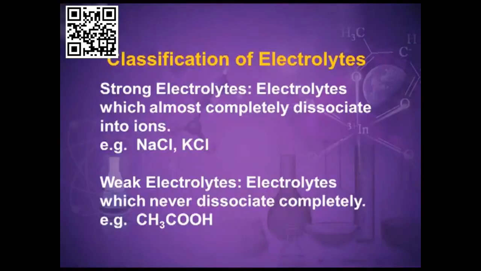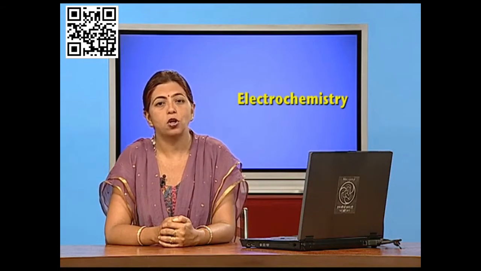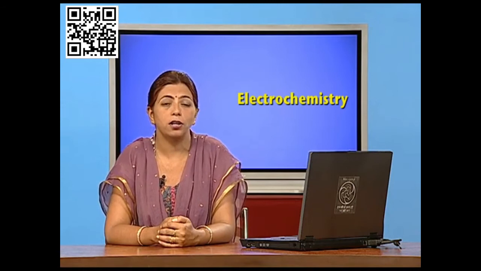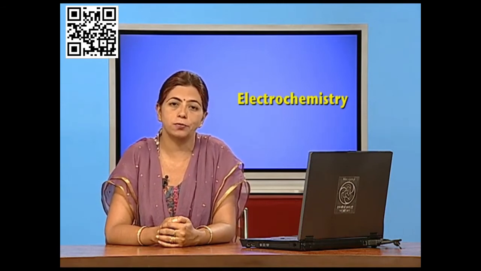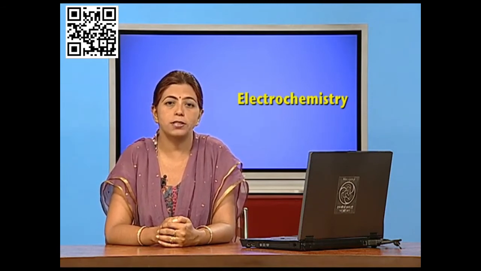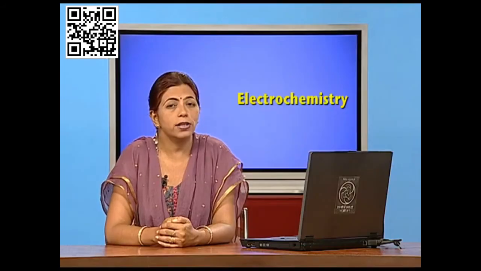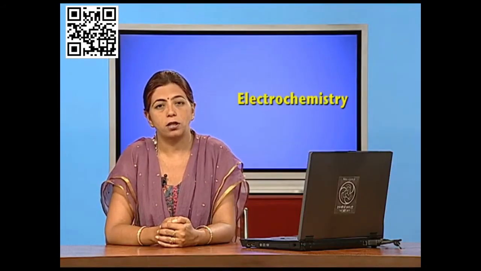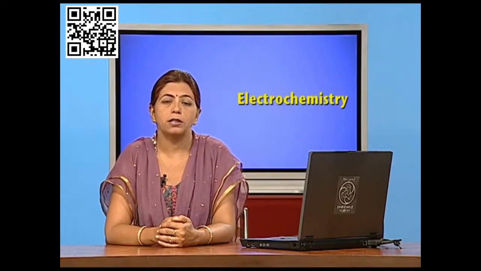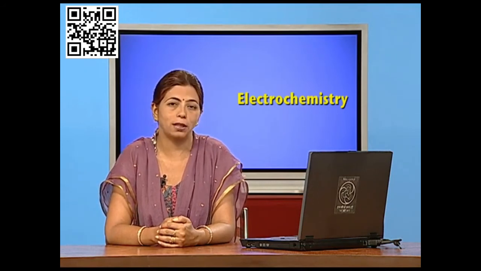These electrolytes are classified as strong and weak electrolytes. Strong electrolytes are those substances which almost completely dissociate into ions. For example, sodium chloride and potassium chloride almost completely dissociate into ions when we dissolve them in water. Weak electrolytes never completely dissociate into ions. For example, acetic acid and ammonium hydroxide never dissociate completely.